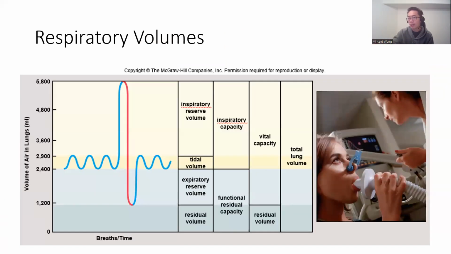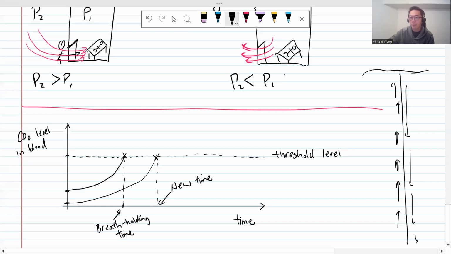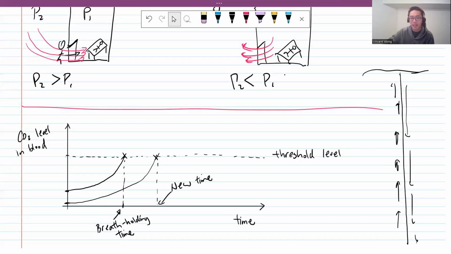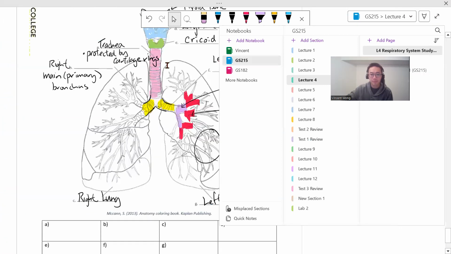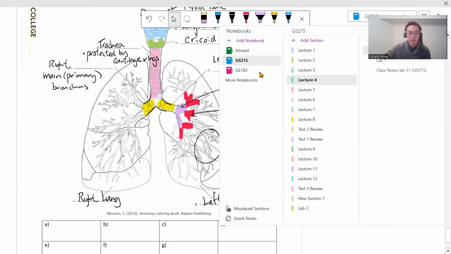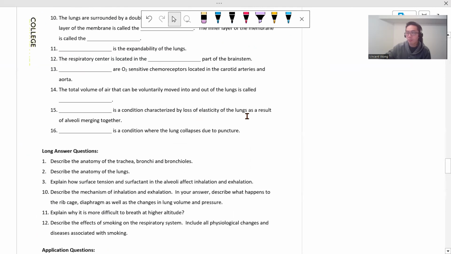Next, we're going to learn about the respiratory volumes. Okay, man, we're totally not going to have time to do the lab. We'll think about what to do about that. But we have to talk about the respiratory volumes here. And the best way to do that is actually to go back to our study guide. Okay, there's a graph somewhere.